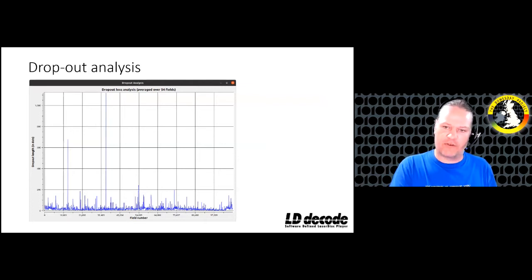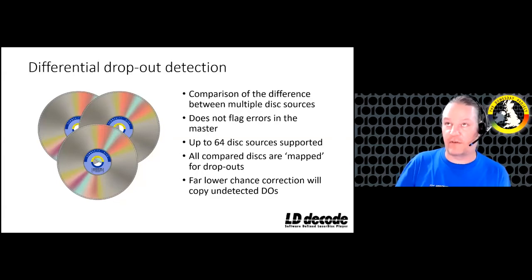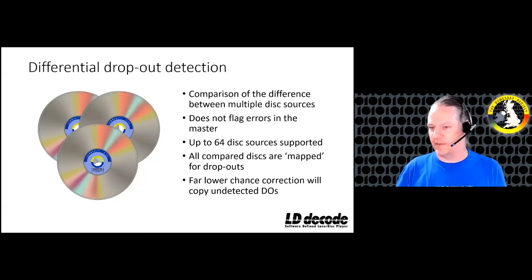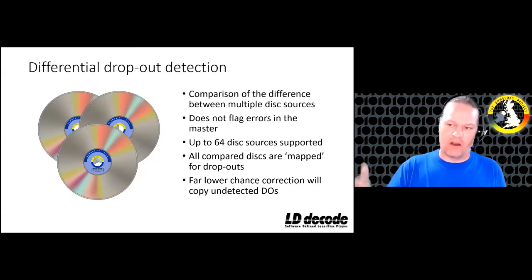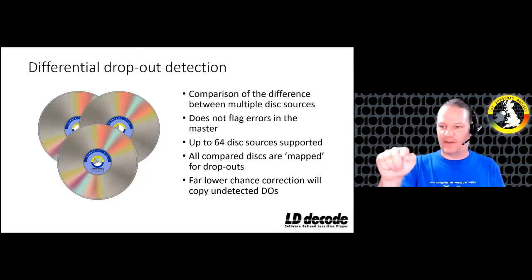But there's a really clever trick that we're doing now with LD Decode, and that's called differential dropout detection. Differential dropout detection allows you to take RF samples of the same disk. If I take, for example, 3 different copies of the national disk and make an RF sample of each, I can use differential comparison between them to look for what is a dropout event. If I see an error on one disk, I can compare it to the other 2 disks. If 2 disks match, then it's correct. If only one disk shows it, then it's local to this disk, so I know that it's a dropout.